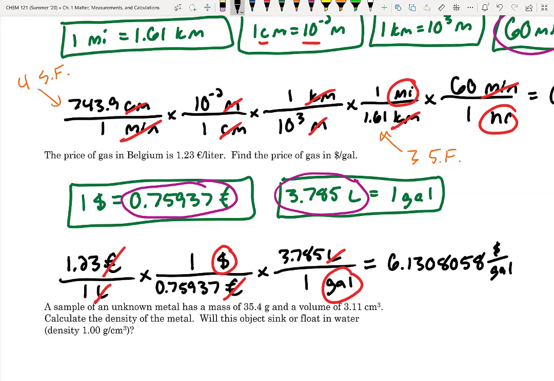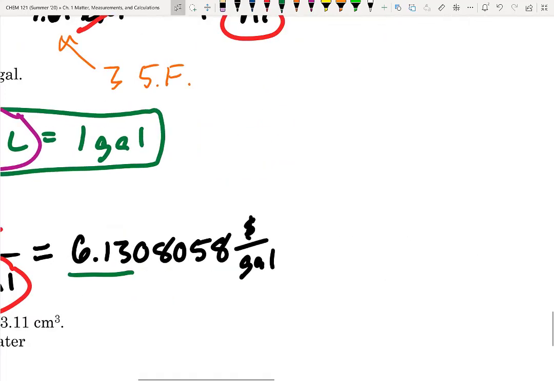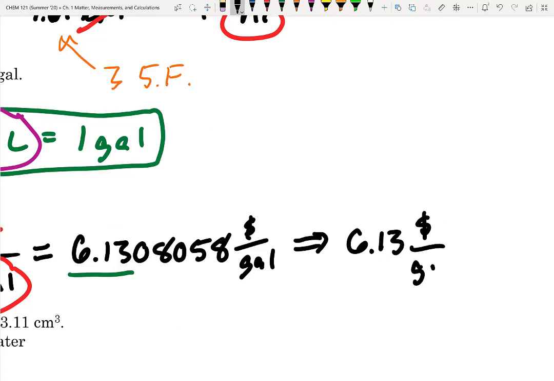But how many sig figs should we have? We should have 3, right? That's the fewest number of sig figs here. And in this case, it makes a lot of intuitive sense. Usually we don't go beyond the cents place when we're talking about dollars. So in this case, we would say this should be $6.13 per gallon.